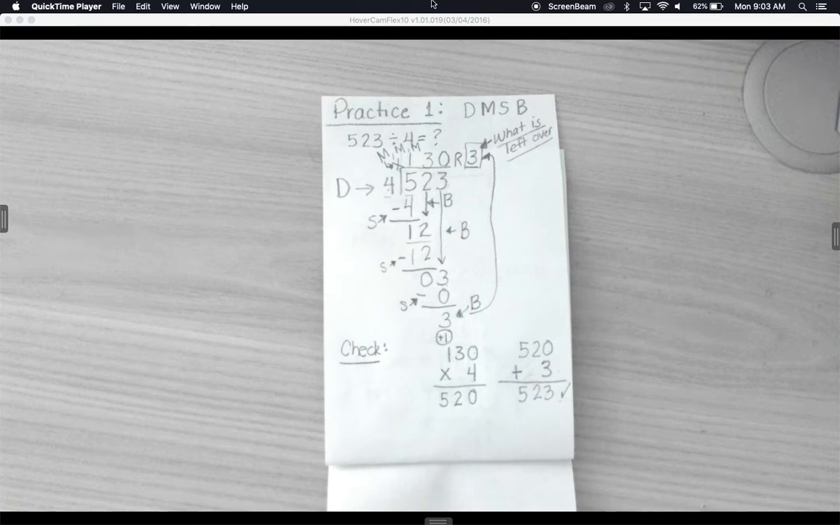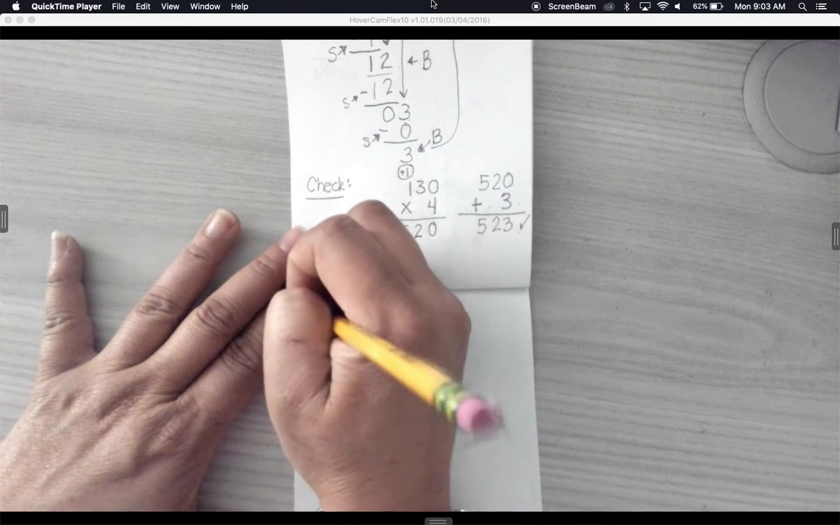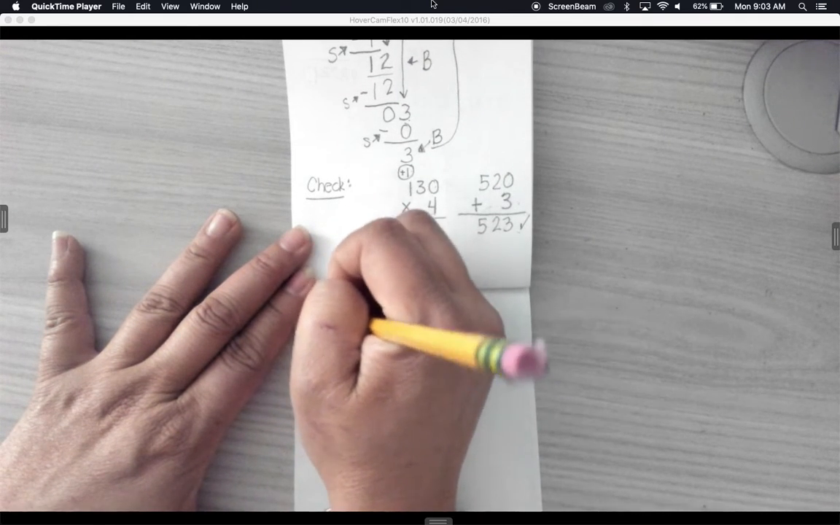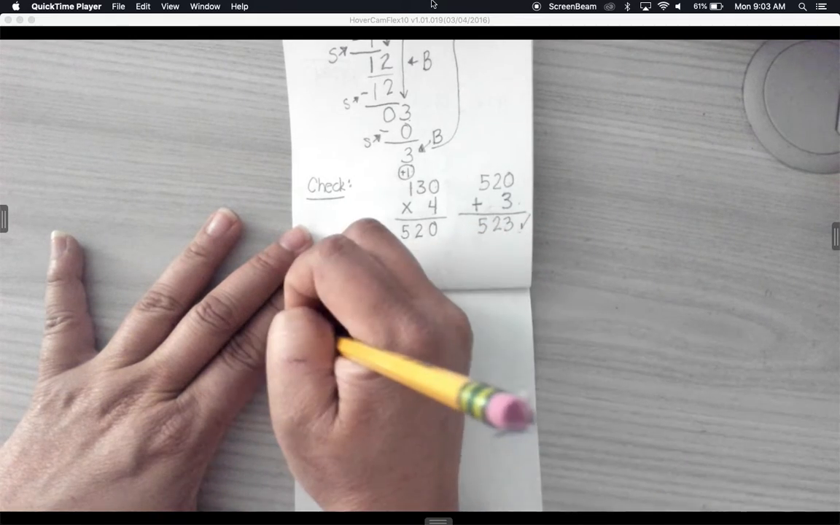Do we do one more practice? Well, or you could do it on your own. All right, practice 2. And make sure you show all the steps like I did.